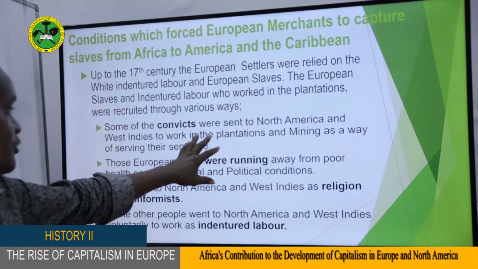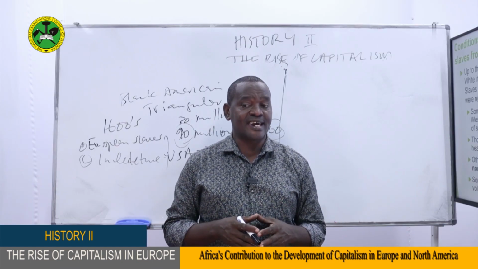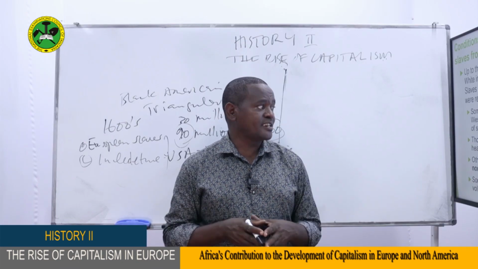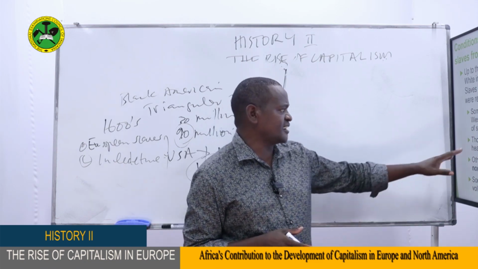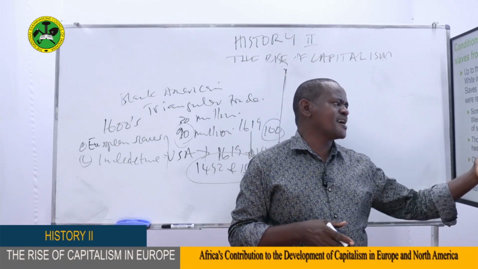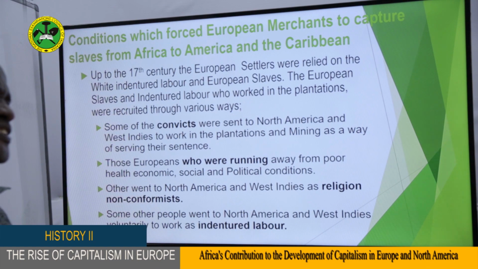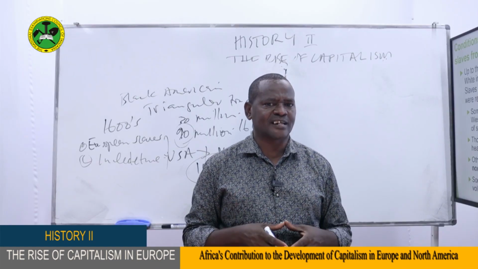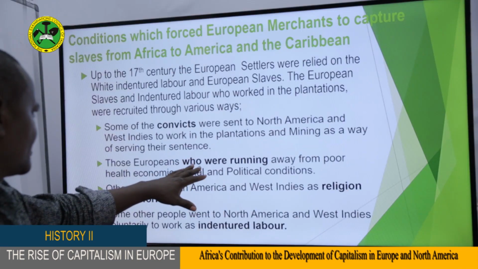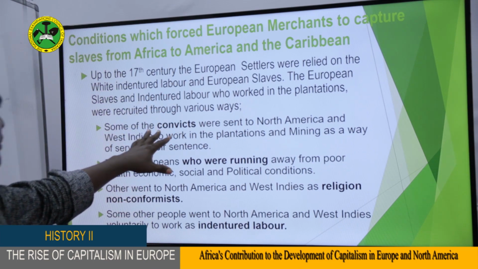But remember, these people had to work for some time. After the end of their sentence, they would be released and either decide to go back home to Europe or remain in America. Another group is some people who went to America because they were running away from poor political, economic, and social conditions. They went to America to look for good pastures, and they found in America that there was nothing they could do but work for the settlers for payment. That is the second way. These European settlers used to recruit some people to work for them.